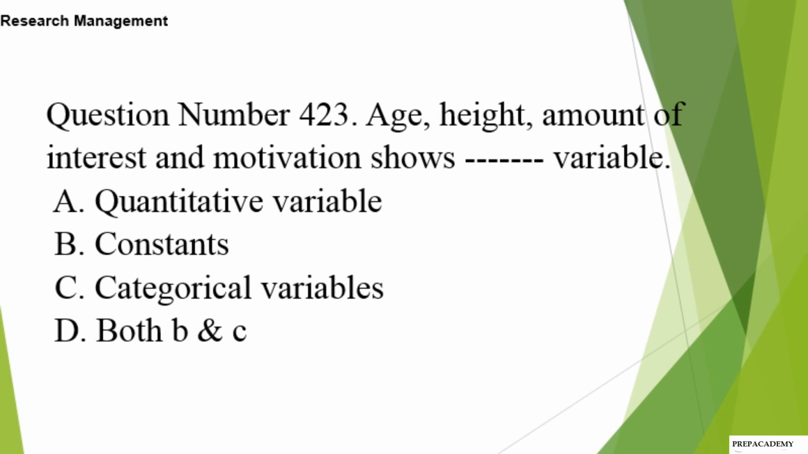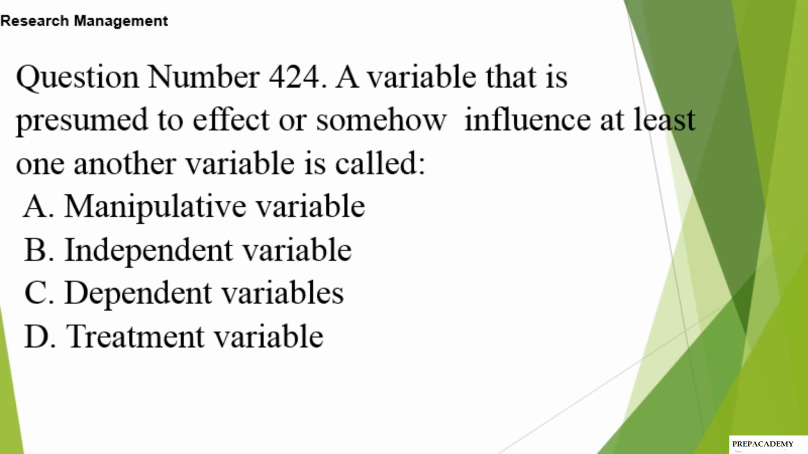Quantitative variable. Question number 424. A variable that is presumed to affect or somehow influence at least one other variable is called A. Manipulative variable. B. Independent variable. C. Dependent variables. D. Treatment variable. The correct answer is option B.